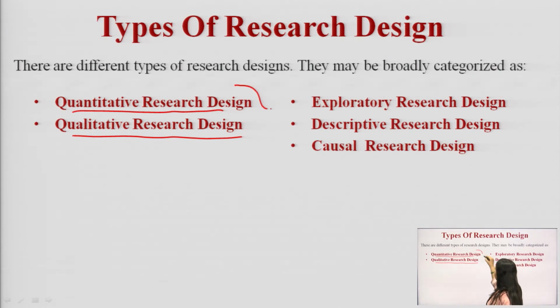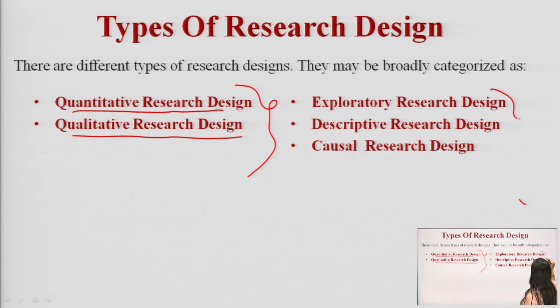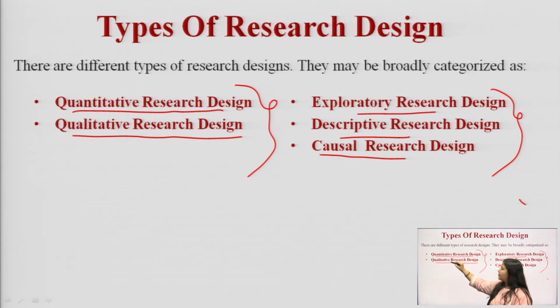These two types are broadly classified in your research design, but besides this, these types of research design are also important for a research: the exploratory research design, descriptive, and your causal research design. Qualitative and quantitative research design is based on the type of data which is available for you, or whatever data you want to collect.